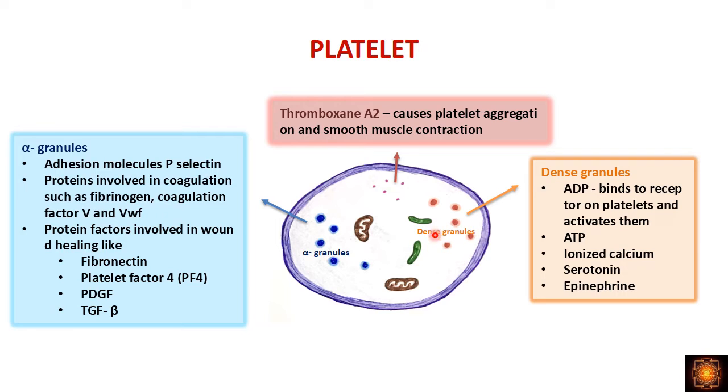Whereas in the dense granules we have ADP. When it is released, this ADP binds to the receptor on the platelets and activates them. So we have ADP, ATP, ionized calcium, serotonin, and epinephrine. All these factors are present in the dense granules. And thromboxane A2, present in the cytoplasm, causes platelet aggregation and smooth muscle contraction.